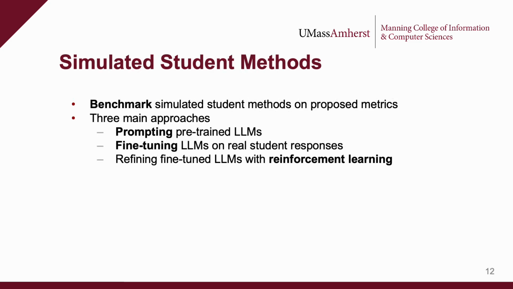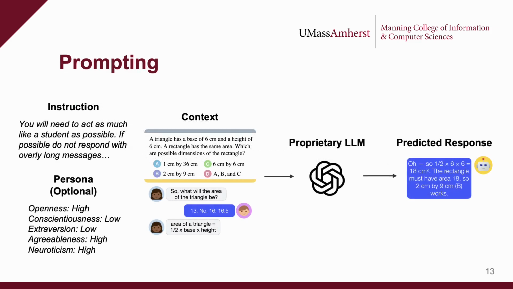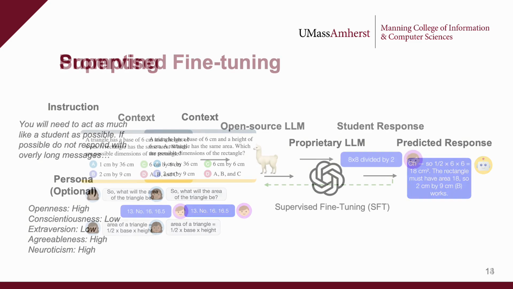We benchmark a variety of simulated student methods on our metrics, including various prompting methods, supervised fine-tuning, and a novel reinforcement learning method. Prompting methods involve writing an instruction that tells a pre-trained LLM how to act like a student, optionally giving some student-specific details such as a persona, and giving the context of the dialogue so far. The LLM then generates its best guess for how the student might respond at this point in the dialogue.